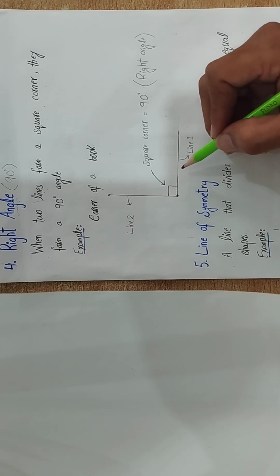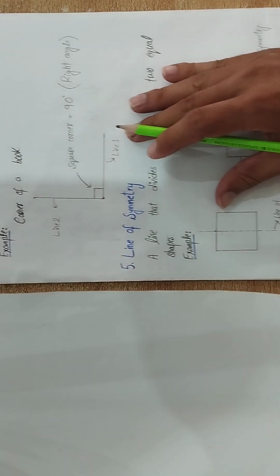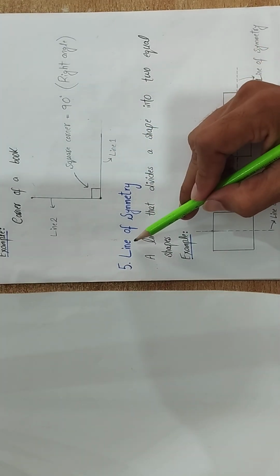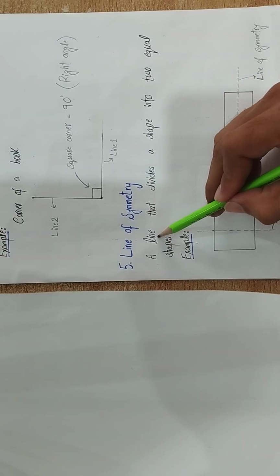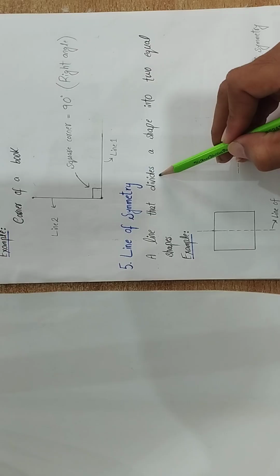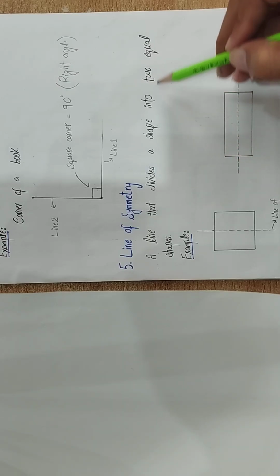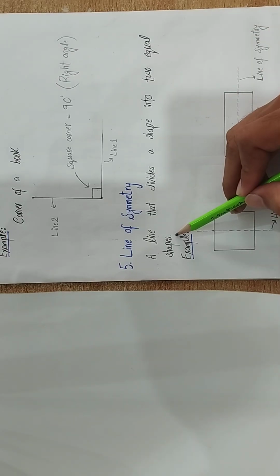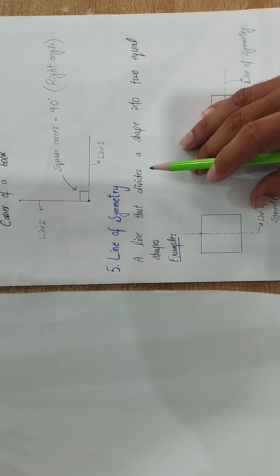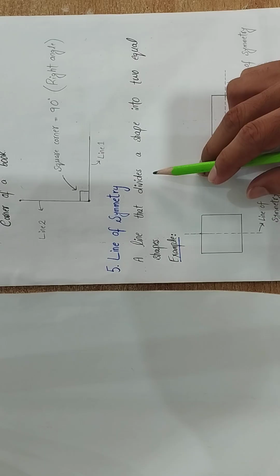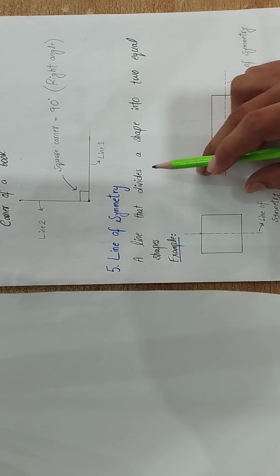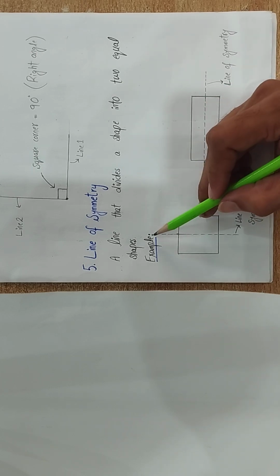Now let's move on to the fifth definition. It is a line of symmetry. What is line of symmetry? A line that divides a shape into two equal shapes. A line which divides a shape into two exactly equal shapes, that line is called line of symmetry. Let's understand it through an example.